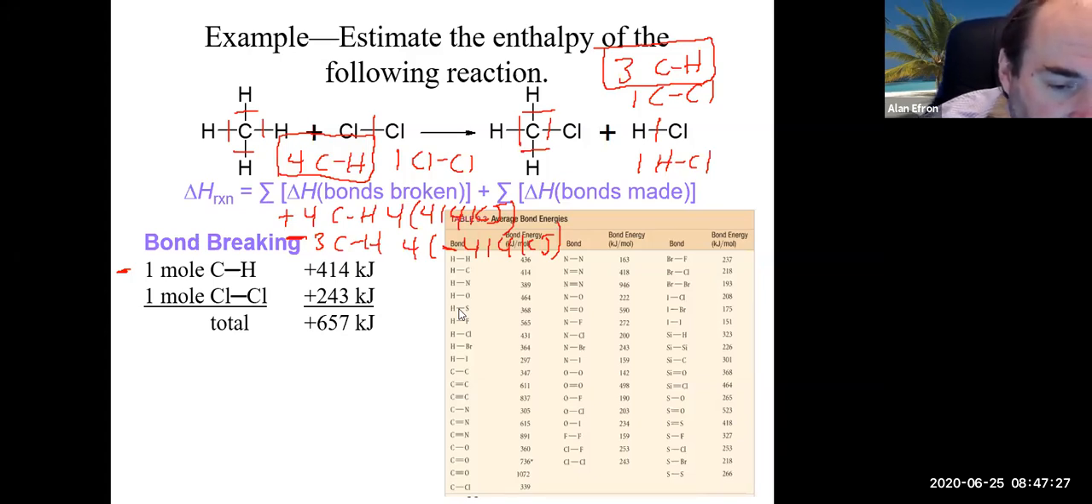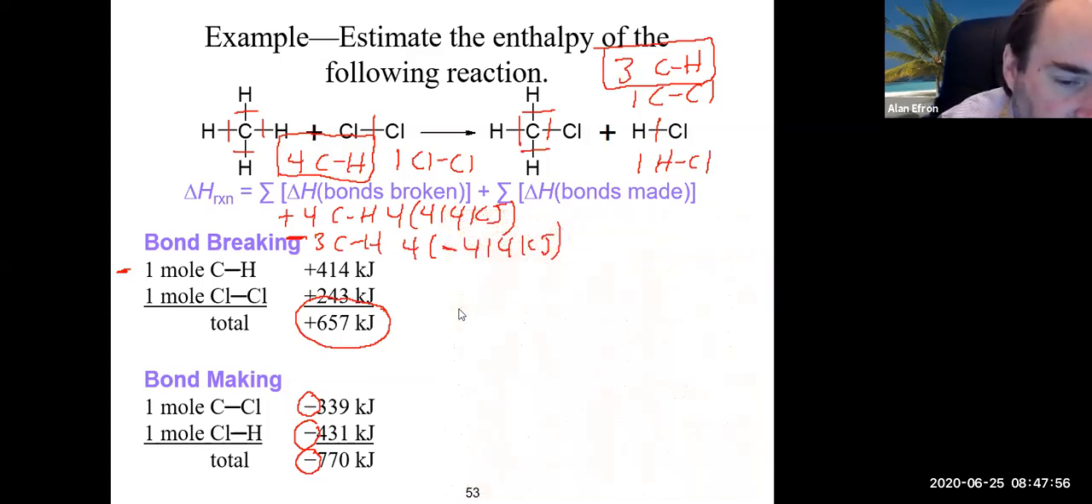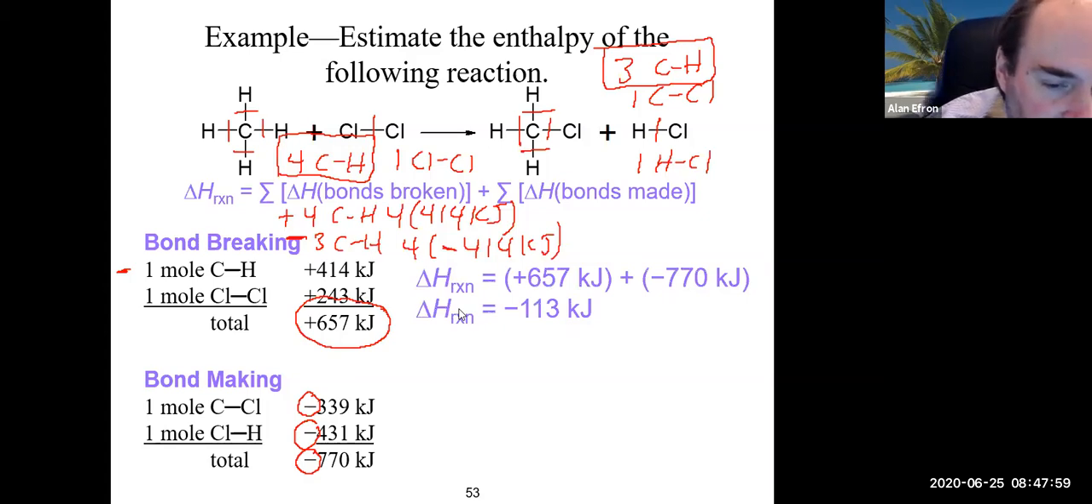So in terms of breaking, the total amount of energy to break all the real bonds that were going to be there is 657 kilojoules. On the other side, we have all of our sort of making. And again, they don't include the carbon hydrogen because they sort of did it all right here. The only difference is, again, bond making is going to be exothermic. So all these numbers from the table become negative. And then when we add both of those together, we get an overall delta H for this reaction of minus 113 kilojoules, which means that this reaction overall, based on bond energy, is exothermic.